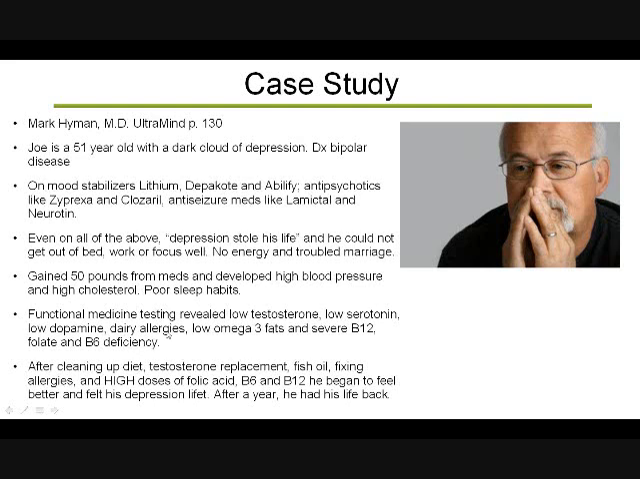So it's not a simple process, but after a period of time, cleaning up his diet, bioidentical testosterone replacement, an oil change with omega-3 fatty acids, fixing the allergies by avoiding the foods that he was allergic to, and high doses of B6, B12, after about a year, he got his life back, got back in order. Now, I can tell you what normally would happen without functional medicine testing.